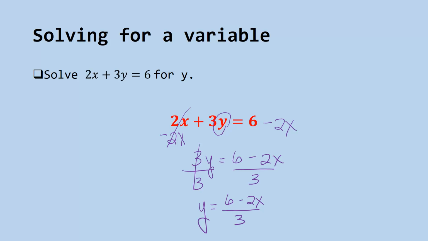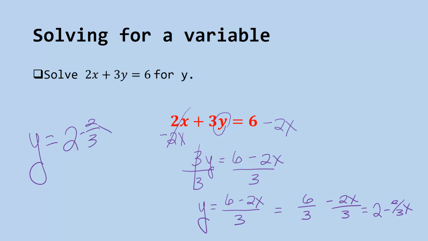So how would I do that with one denominator of 3? I'm simply going to take the 6, each term, and divide them by 3. Take the minus 2x, the other term, divide it by 3. So if I simplified that, this would become 2 minus 2/3 x. So again, our final answer, y is equal to 2 minus 2/3 x.